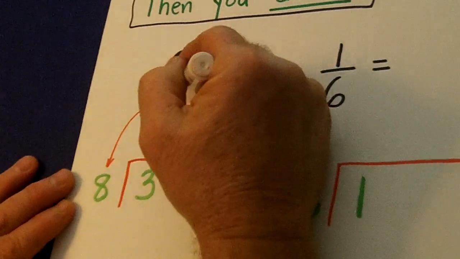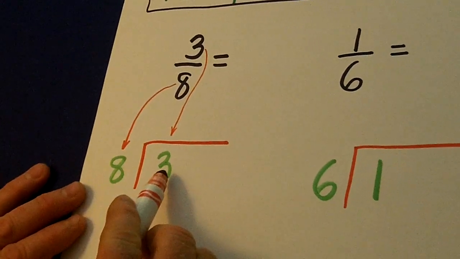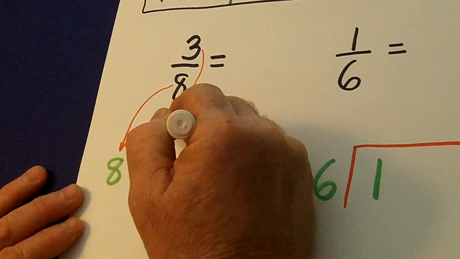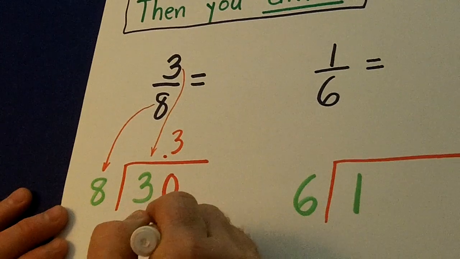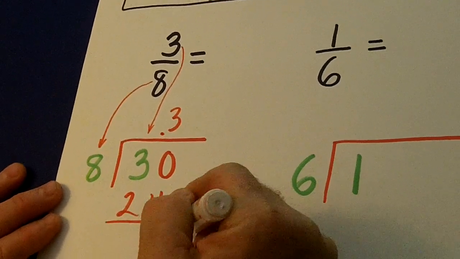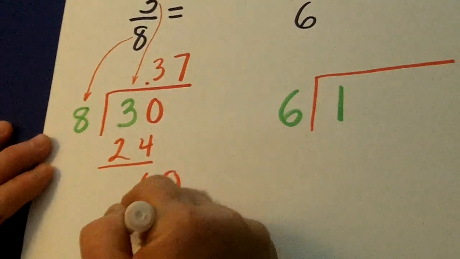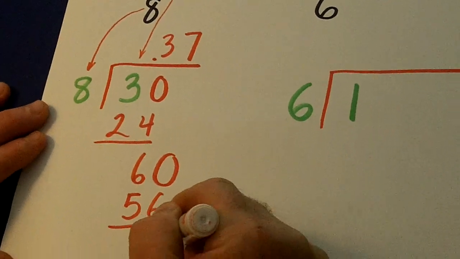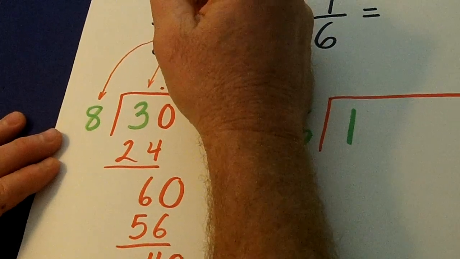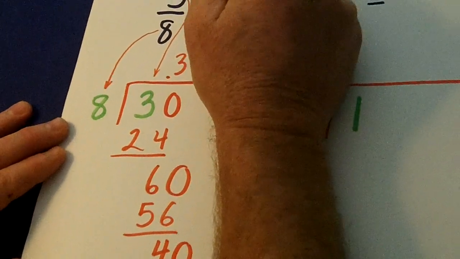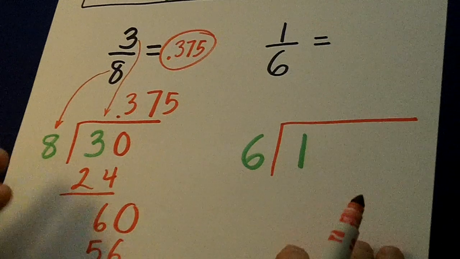Okay? So what we have to do is take the 8 from the bottom and put it outside, the 3 from the top and put it inside. Now, can this big number ever go into the small one? No. Decimal 0. 3, 24. 6, 0. 8 into 60, 7. 56, 4, 0. 8 into 40 goes 5. 3 over 8 is 375 thousandths. Not easy, but it can be done.